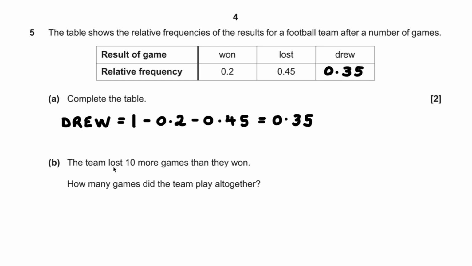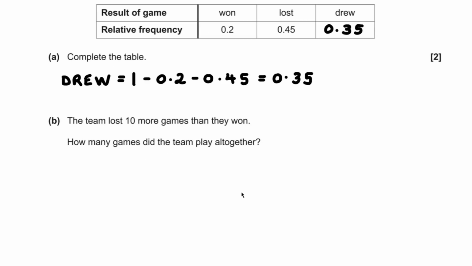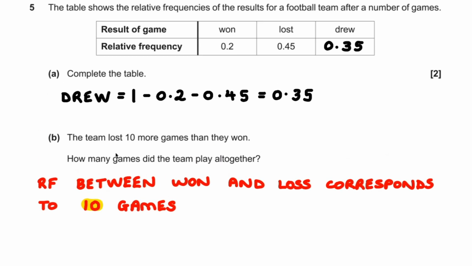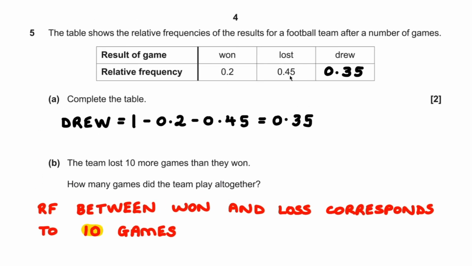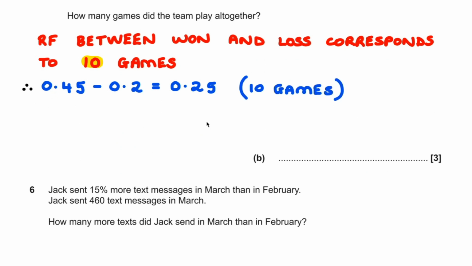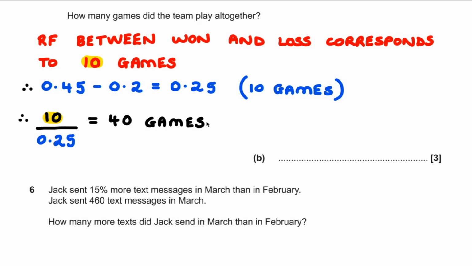Part B, the team lost 10 games more than they won. How many games did the team play altogether? So the relative frequency between won and lost corresponds to 10 games. So we need to find the difference between this 0.45 and the 0.2. So 0.45 subtract 0.2 is 0.25. This corresponds to 10 games. So if I do 10 divided by 0.25, I get 40 games.